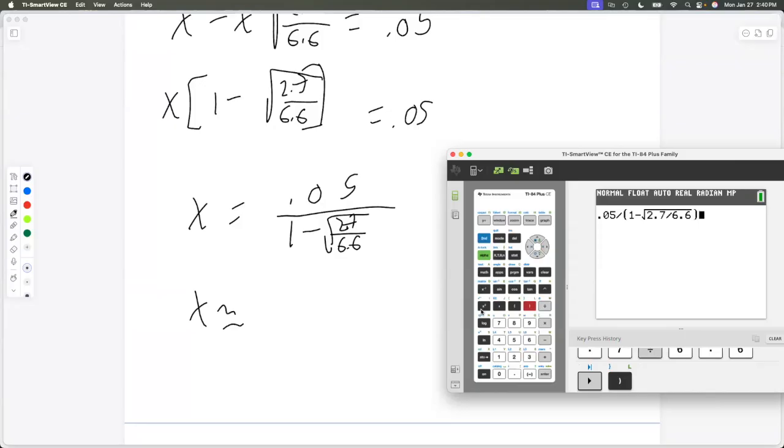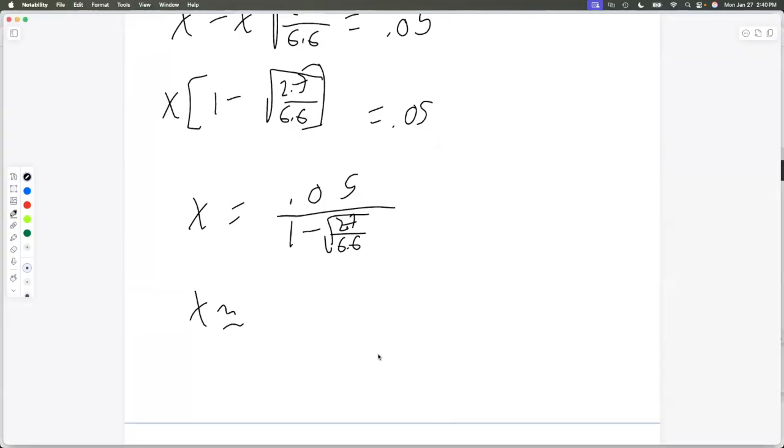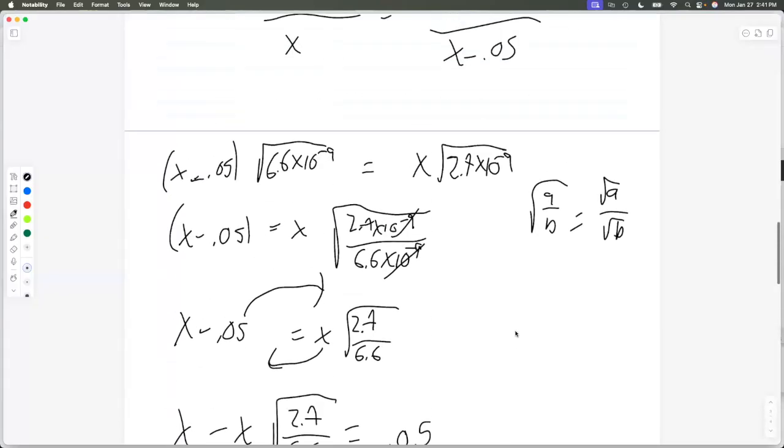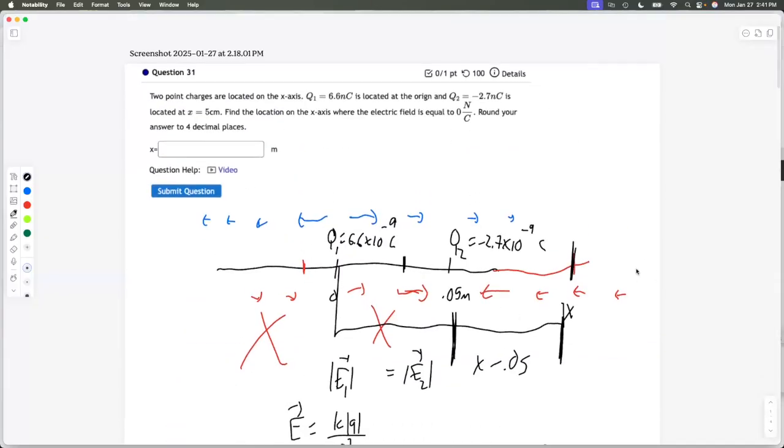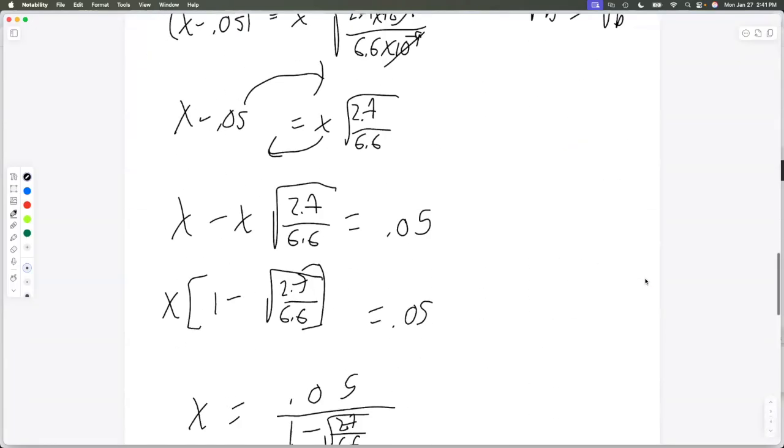Make sure I'm out of the radical. I get 0.313, let's call it 0.139 meters, or about 14 centimeters. So remember, we were trying to find the spot over here somewhere. This was 5 centimeters. It's way down there. So it's like 9 more centimeters past.